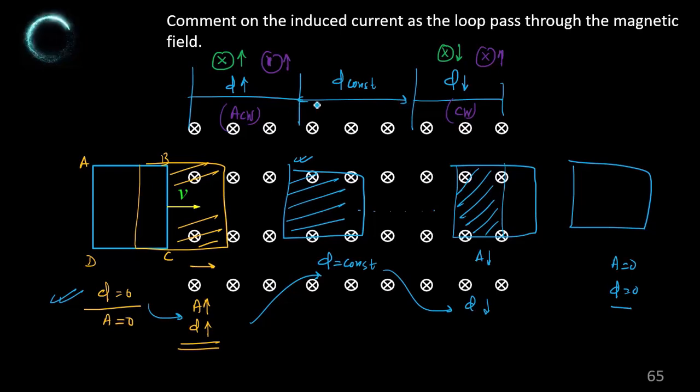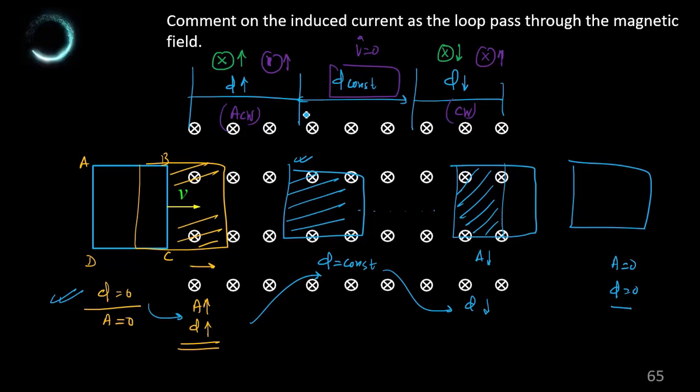And in between, whenever there is no change in the flux, the current will be equal to 0. Why? Because current has to be there only when there is a change in flux. If there is no change in flux, there is no current. Understood?